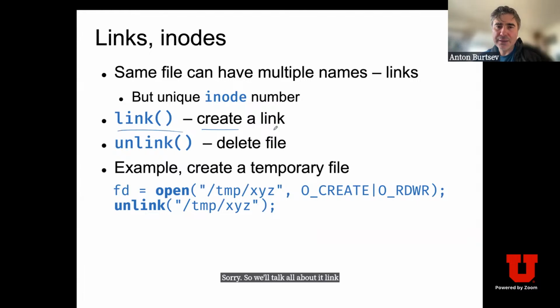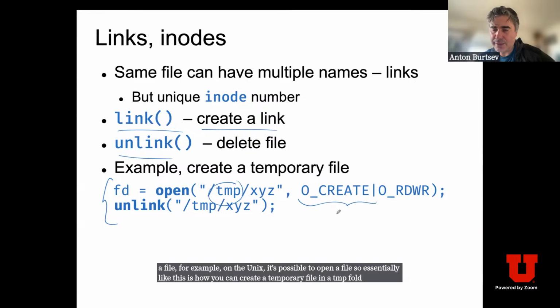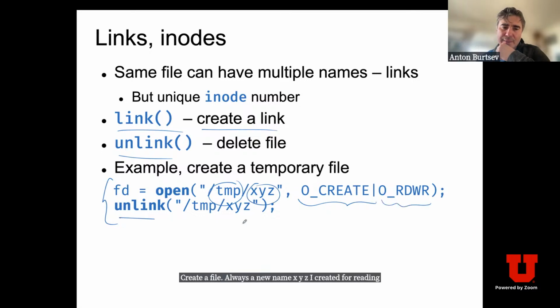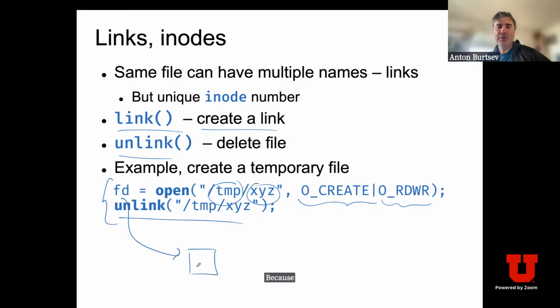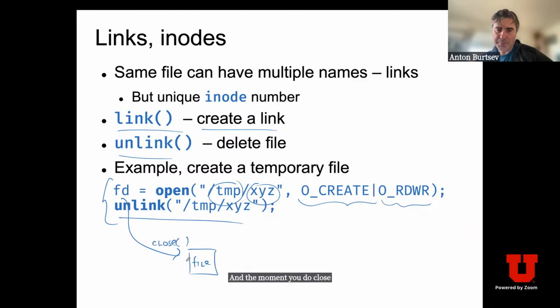Link creates a link to a file. Unlink deletes a file. For example, on Unix it's possible to open a file, and this is how you can create a temporary file in a tmp folder. You create a file with a new name, XYZ, for reading and writing, and then you unlink it. It doesn't delete the file because the file descriptor still points to it, but unlink removes it from the file system. And the moment you do close on this file descriptor, the file will be deleted in the file system.